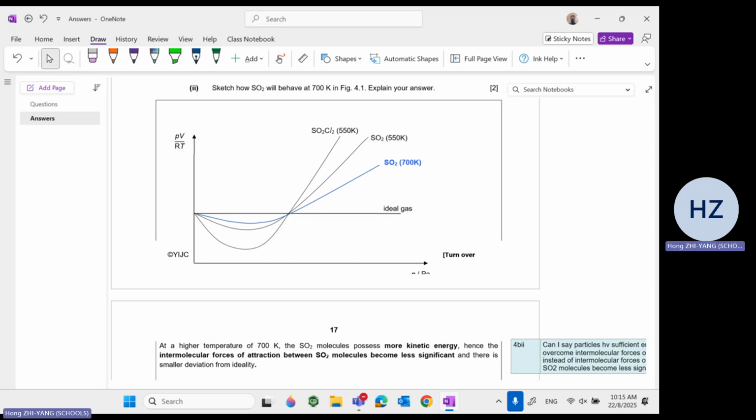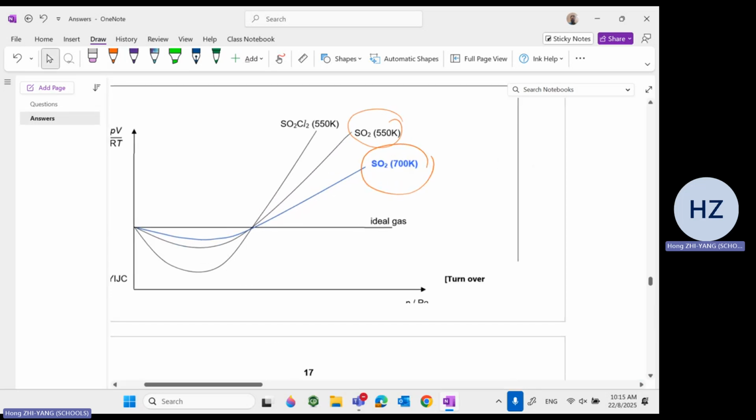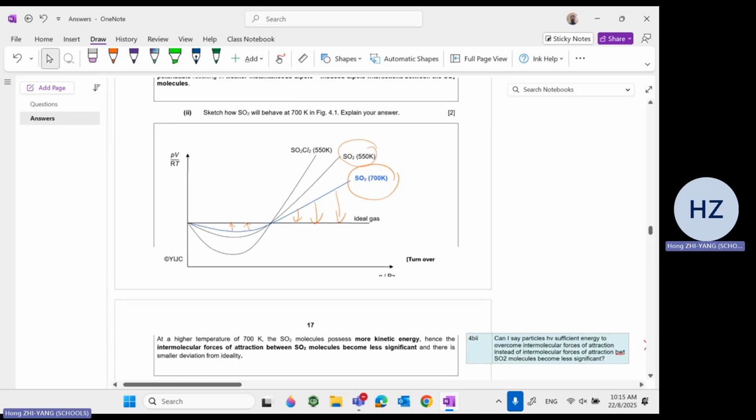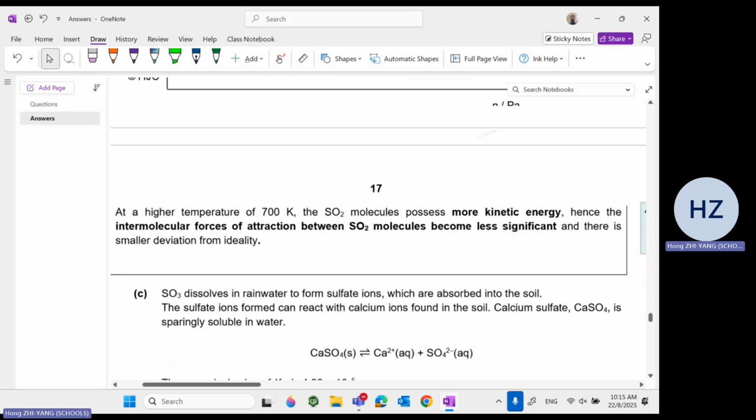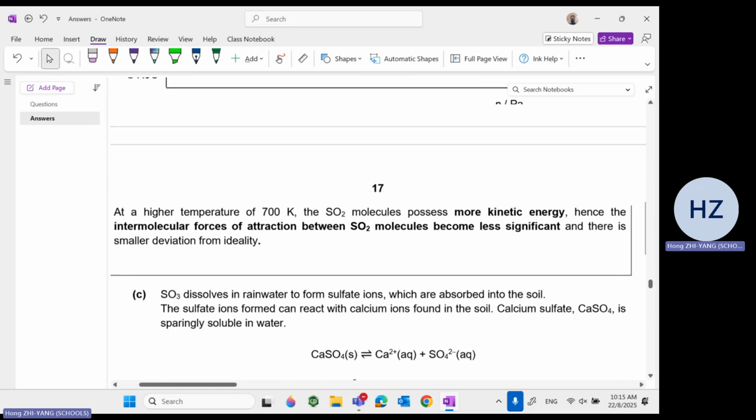Okay, so at a higher Kelvin, right? 700. Okay, the graph is closer to the ideal gas line. The trick is actually to see the distance away from your upper parts and lower parts like this. Yeah, it should be closer to the ideal gas line. The idea here is that because it has more kinetic energy, the intermolecular forces become less significant.